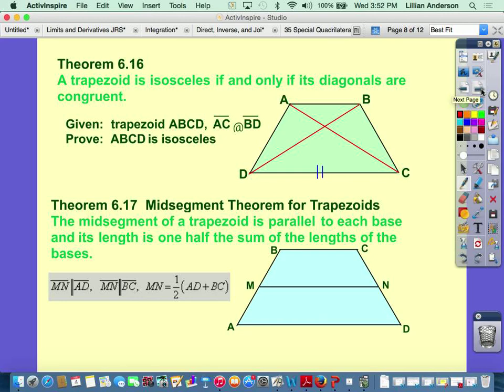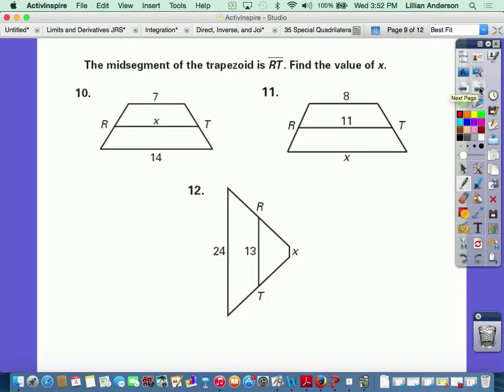The last thing before we move on from trapezoids is the mid-segment theorem, which says that the mid-segment of the trapezoid is parallel to each base and its length is 1/2 the sum of the bases. Do you remember the mid-segment theorem for a triangle? Well, remember, it was parallel to one side and it was half the length. So if the mid-segment was 4, we know the base was 8. Same concept, except this time we have two bases that we have to add and then divide by 2. Let's look at some problems.